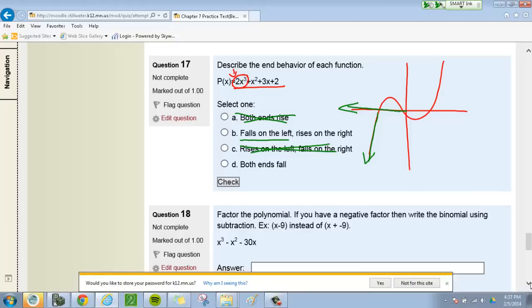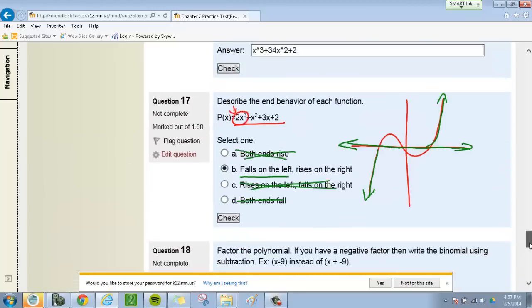Okay, now what's going to happen to this as you go to the right? As you go to the right, this thing's going up. So, it rises as you go to the right. Thus it's not falling on both ends, so it falls to the left and rises on the right. So we got B as a solution right there. Let's plug that in. So I delete this. There we go. Moving on down.